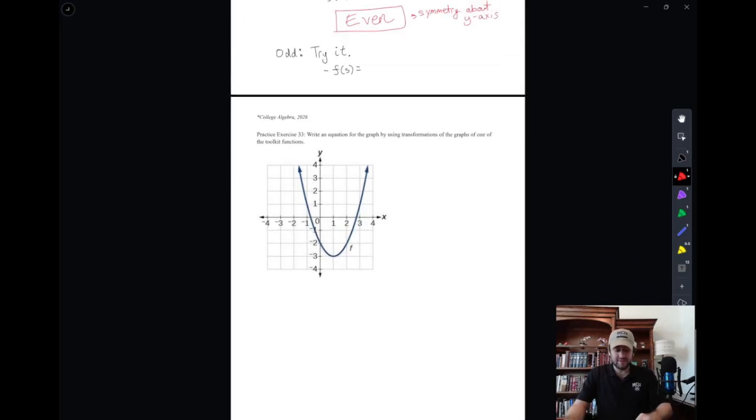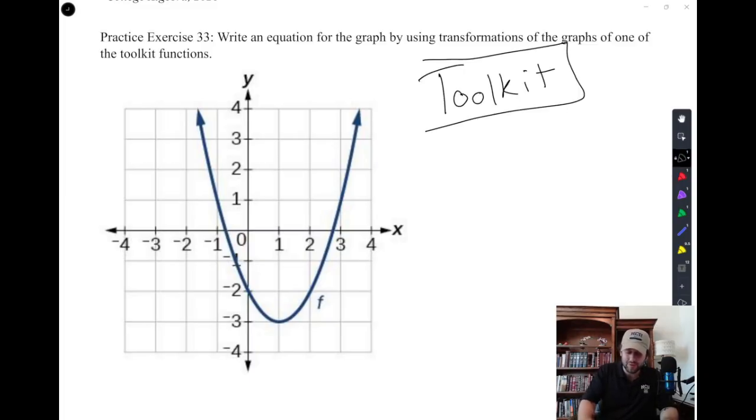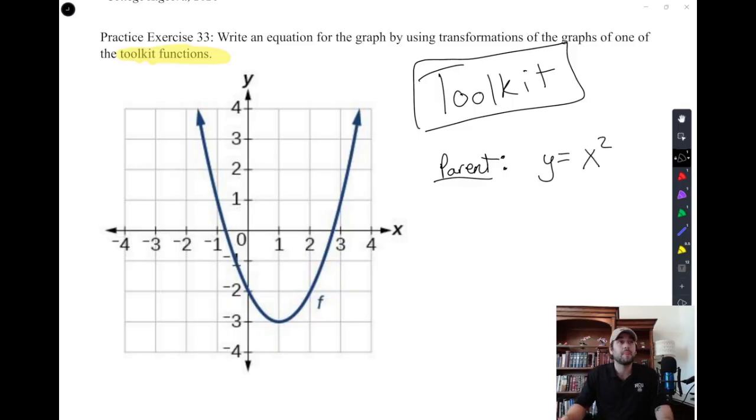All right, the last one for today is they've given us a graph and they want us to tell them the function. Here's where the toolkit functions that you need to know are really important, because if you don't recognize that graph as one of those toolkit functions, then it's going to be really hard to know where to start. So the parent or the toolkit, those words are kind of interchangeable, is y equals x squared.